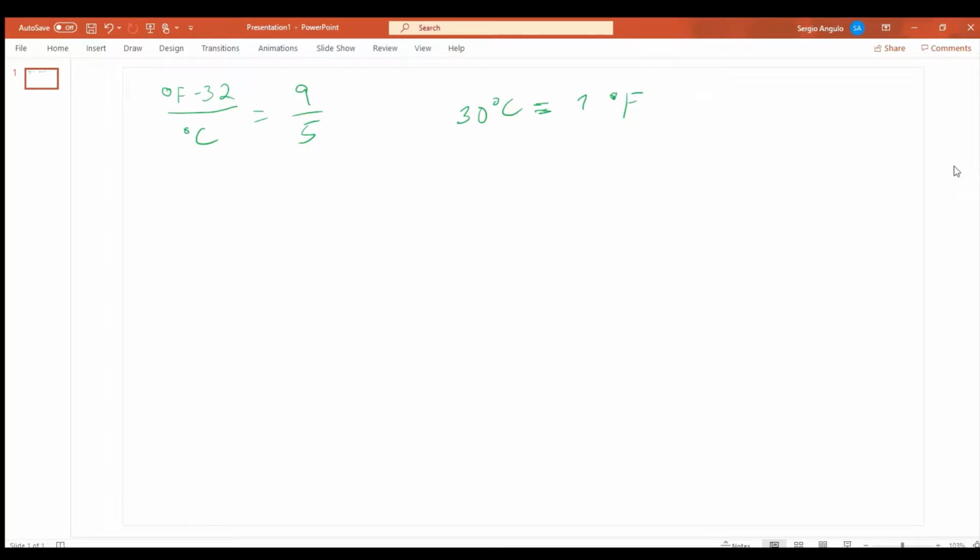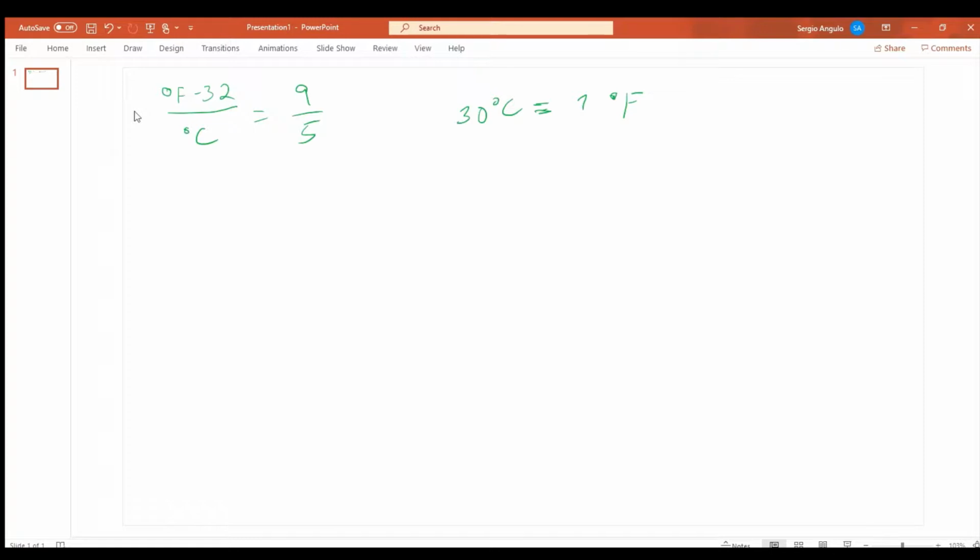Okay, so let's try a sample problem here. I have the equation up here that I told you about: (F, the degrees Fahrenheit, minus 32) divided by the degrees Celsius is equal to 9 divided by 5. Let's say your temperature was 30 degrees Celsius. You call your friend somewhere in Europe, France or wherever. They tell you today it's a 30-degree day, and you're trying to figure out, are they using a sweater or what? So this is a question mark.